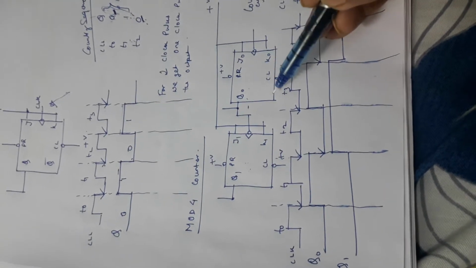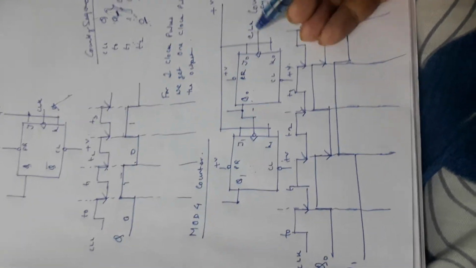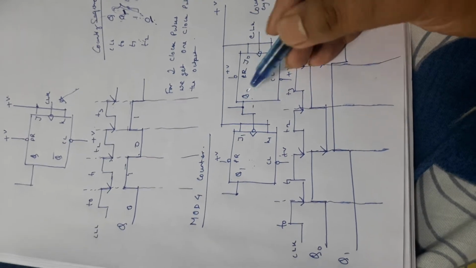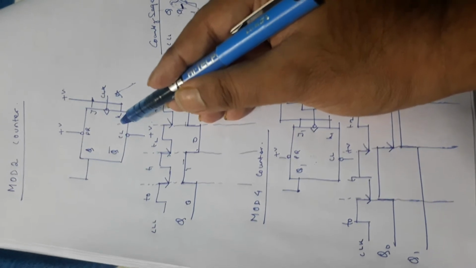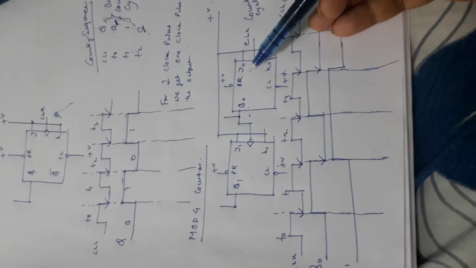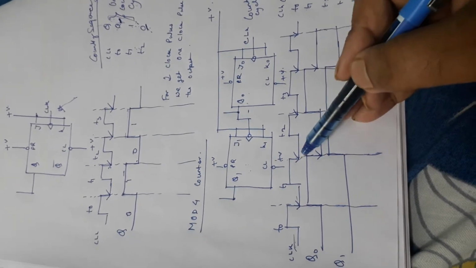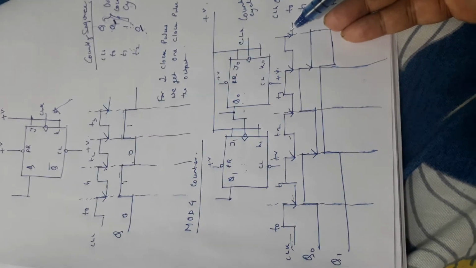Now let us consider this. We are applying the clock here. This is the T-type flip-flop. It will operate just like a mod 2 counter. Now this is the clock you have given: 1, 2, 3, 4. We have considered 5.